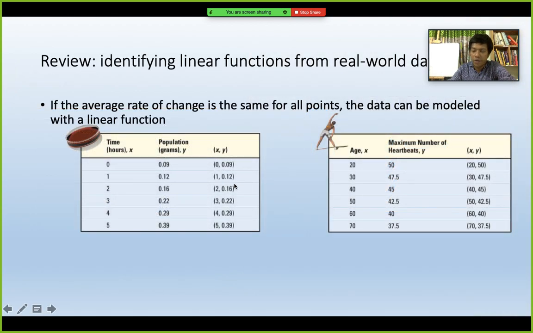First one is how do we identify linear and non-linear data from our real life situation. With the progression of time, the population of some germs is this. Does it represent linear or non-linear? Here, the age and the maximum number of heartbeats are given. So which one represents the linear? Now you can give a try, and then we will see the answer in a while.